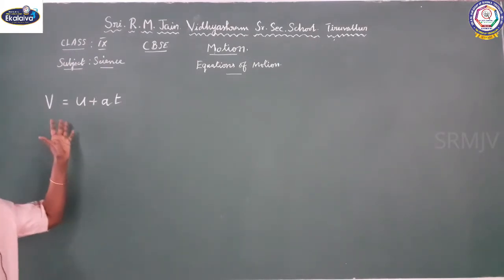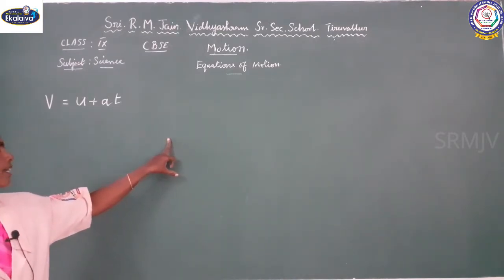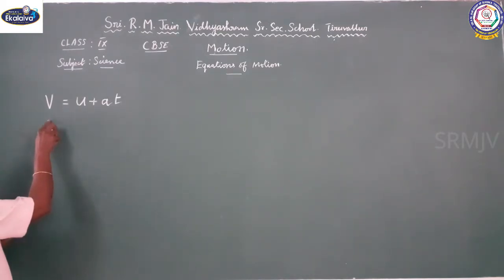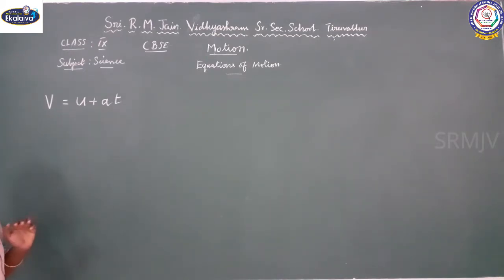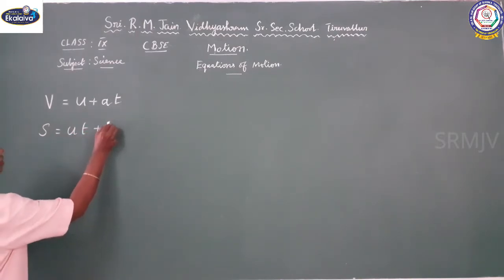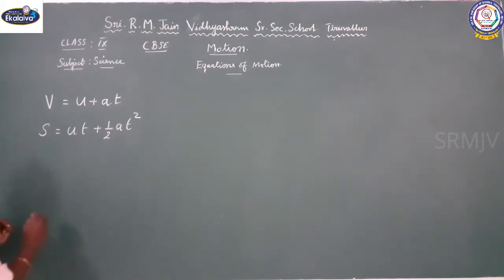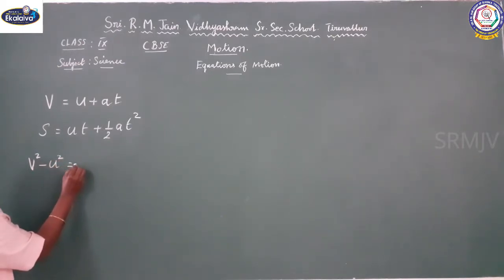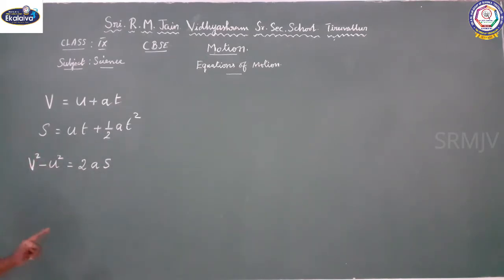For derivation, the moving object should be in a straight line with uniform acceleration. v is the final velocity, u is the initial velocity, a is acceleration and t is time taken. This is the first equation. Second equation: s is equal to ut plus half at squared. Third equation: v squared minus u squared is equal to 2as. These are the three equations of motion.